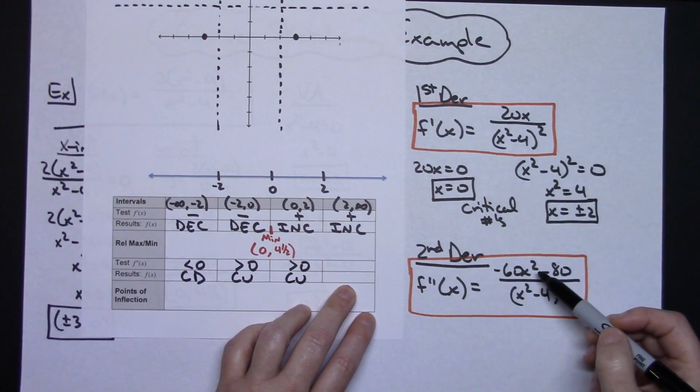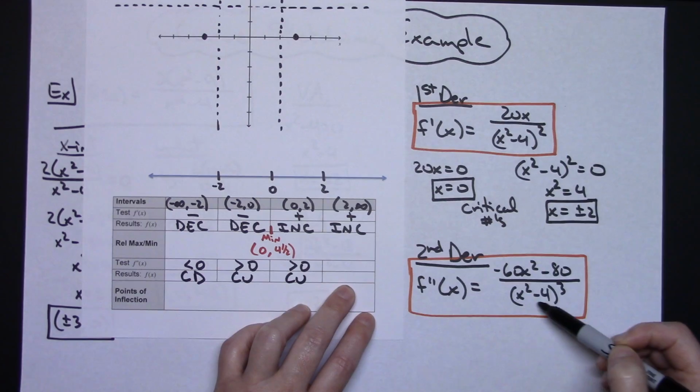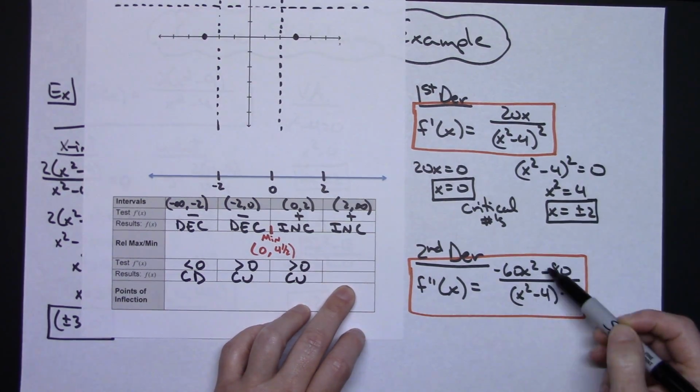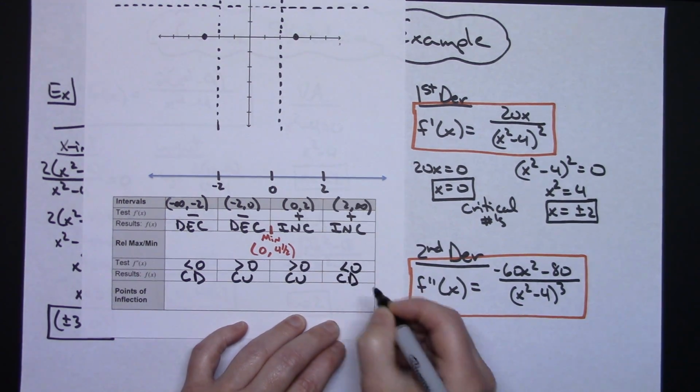Now, a really large number. So a really large number will give me a negative on top. A really large number here is going to give me positive in here, so now I'm back to a less than 0, negative, which would be a concave down.